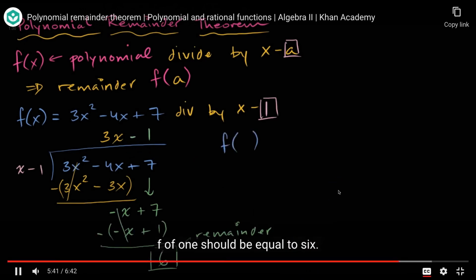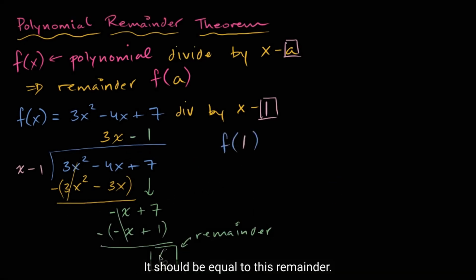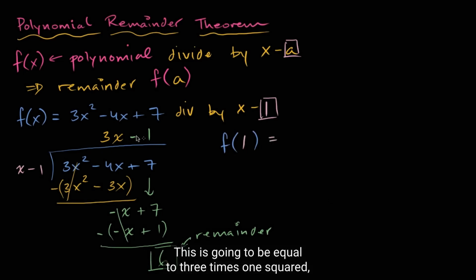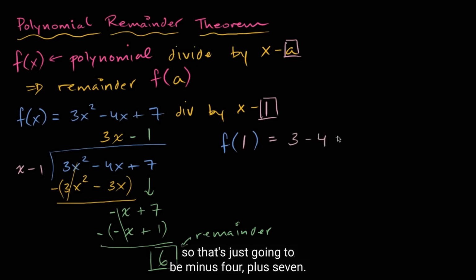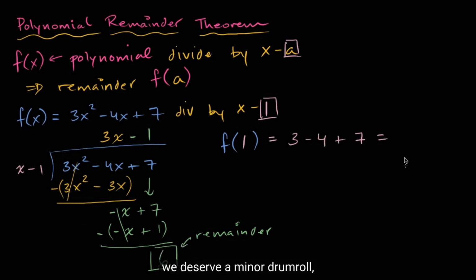The remainder should be 6. f of 1 should be equal to this remainder. Now let's verify that. This is going to be equal to 3 times 1 squared, which is 3, minus 4 times 1, so minus 4, plus 7. 3 minus 4 is negative 1, plus 7 is indeed, we deserve a minor drum roll, equal to 6.